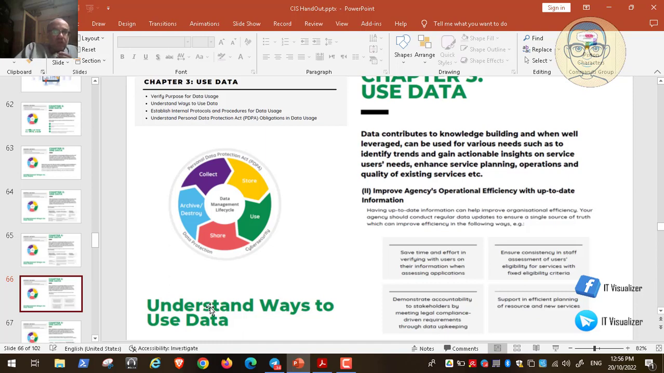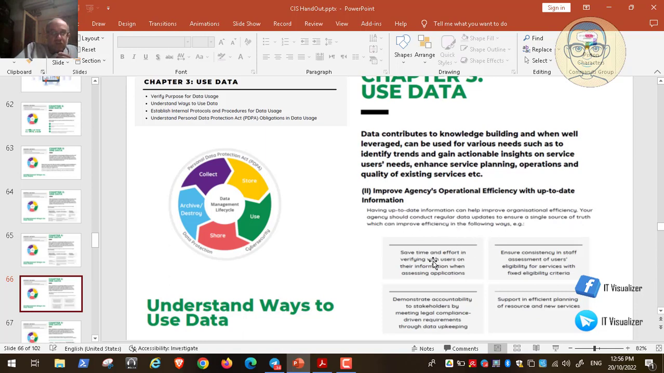Okay, so you can use the data to extract useful information, or you can analyze the data. So use the data efficiently by analyzing the data to get a lot of action plans for your organization. And you can improve agency operation efficiency also by using the data efficiently. How do you do this? Keeping up-to-date information can help improve organizational efficiency.